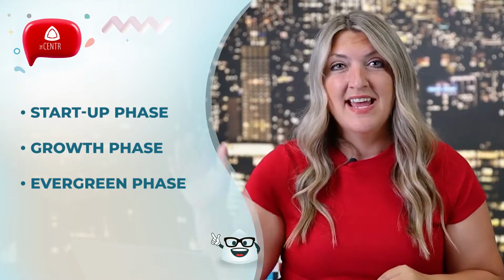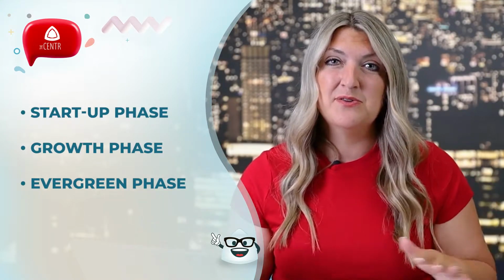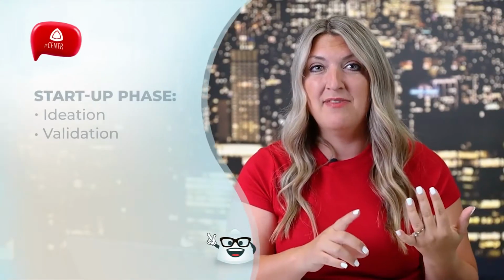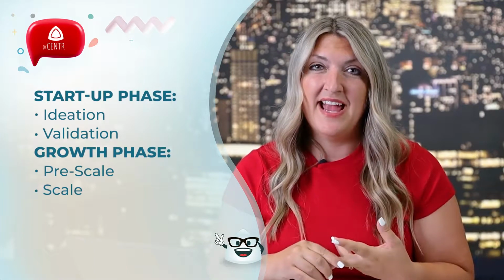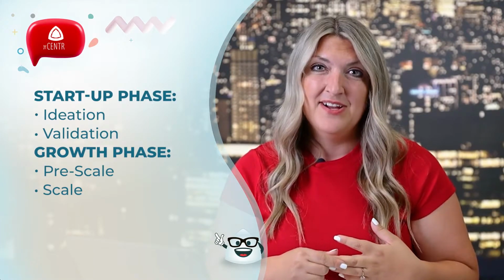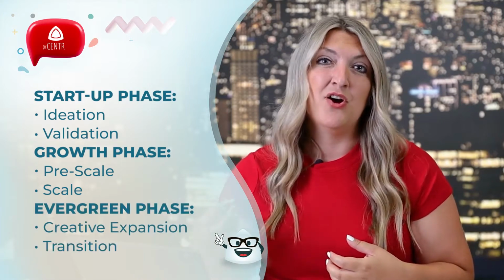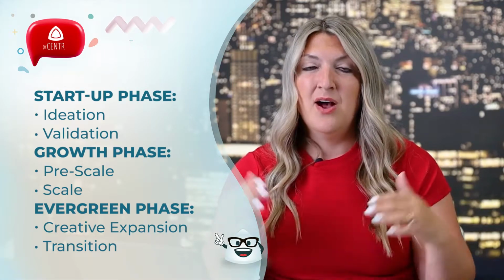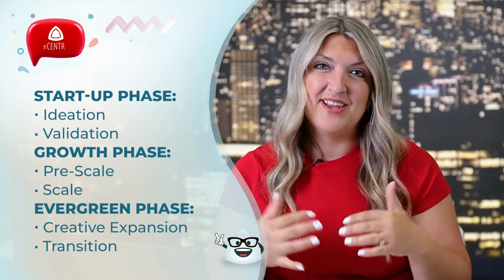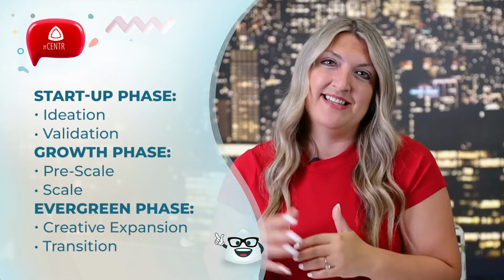What I've done in the impact equation is broken it into 3 main phases first. I talk about the startup phase, the growth phase, and the evergreen phase. And each of those 3 phases, I break into 2 sub-phases. In the startup phase, we have ideation and validation. In the growth stage, we have pre-scale and scale. And in the evergreen stage, we have something I call creative expansion and then transition. So let's dig into each one and break down which one might apply to you and how you can get unstuck in that phase and get moving into the next phase of business.